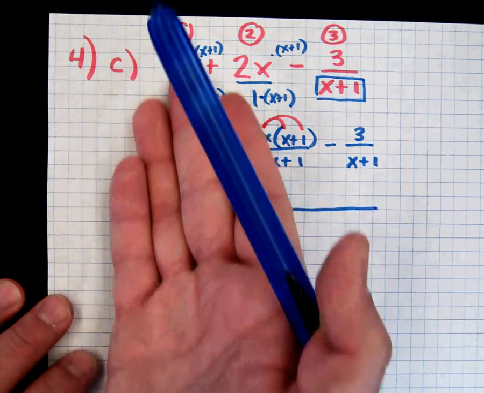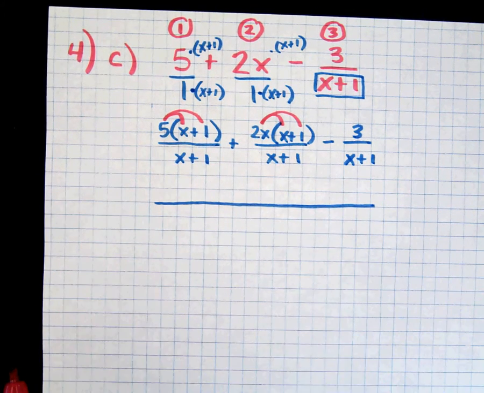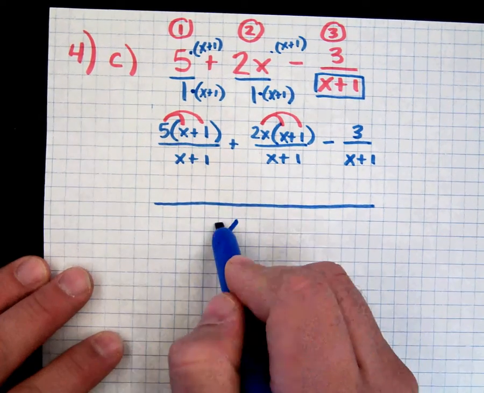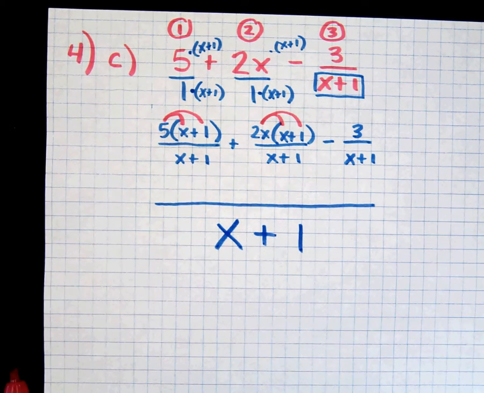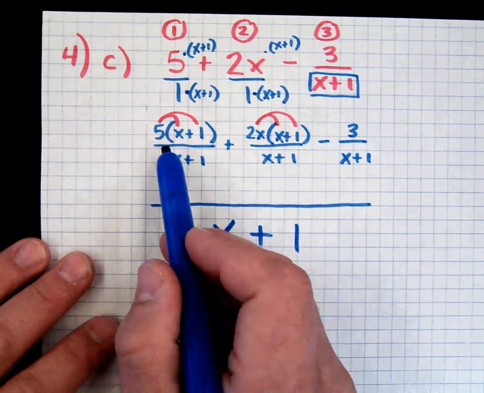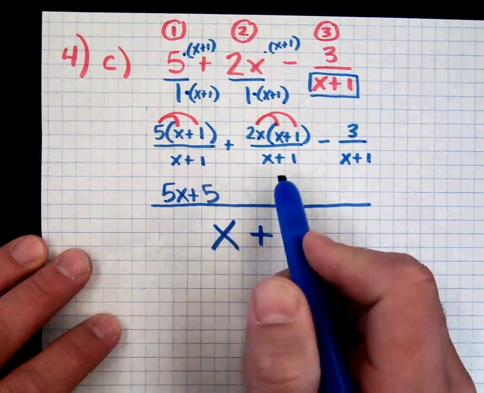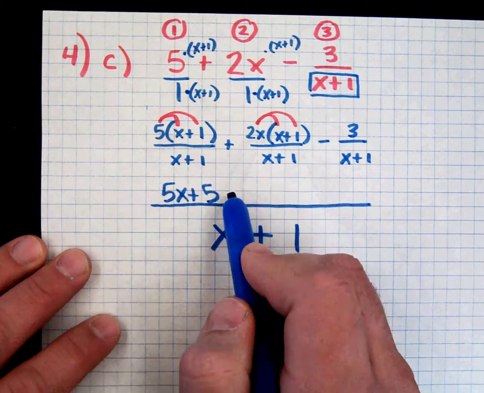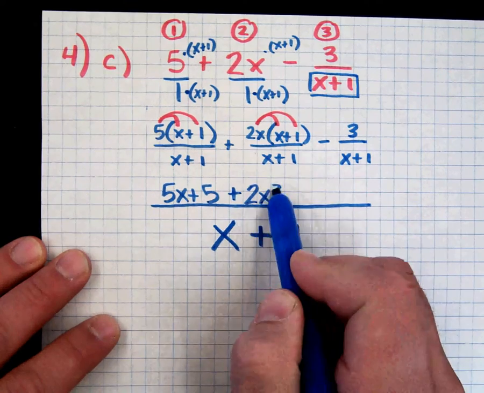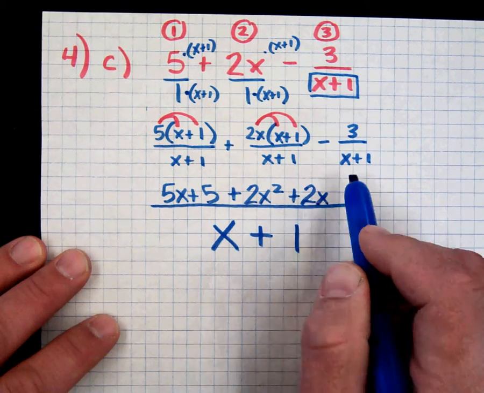If fraction 1 has this denominator, and so do 2 and 3, once you add and subtract these 3 terms together, what's their denominator going to be? The common one, x plus 1, right? You just sort of meld these 3 fractions together into 1, and you have x plus 1 in their denominator. So what is 5 times x plus 1? 5x plus 5. What is positive 2x times x? 2x squared. What is positive 2x times 1? Positive 2x.